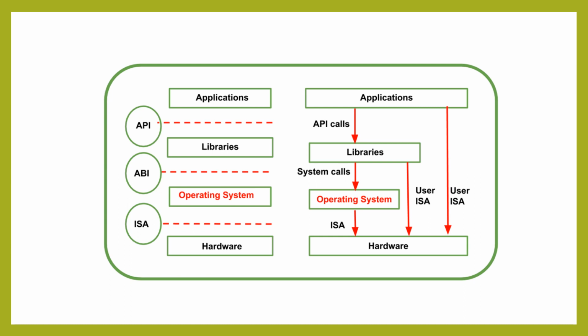So this is the diagram or the figure of a machine reference model. So this is application layer, and this one is the application programming interface. This is application binary interface, and this is instruction set architecture.